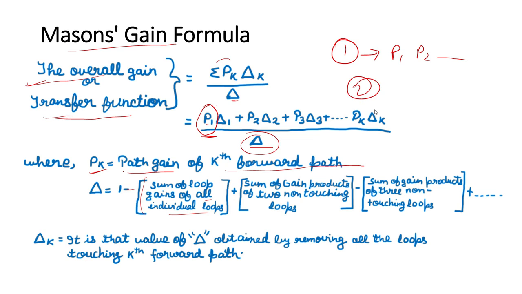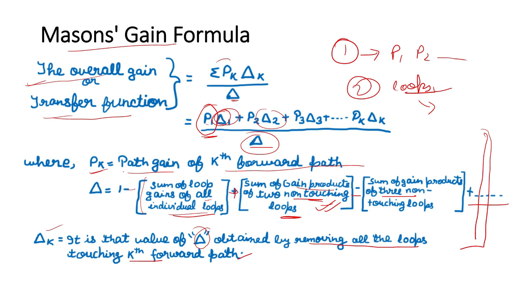So the first step was to find all the forward paths and find the values of P1, P2 and so on. Now in the second step we will see all the loops. So delta is 1 minus the sum of the gains of all individual loops, plus the sum of gain products of two non-touching loops. After finding the loops, you will see the pairs of non-touching loops and you will write the product here. Then minus the sum of gain products of three non-touching loops, and similarly it will continue. And what are delta 1, delta 2, delta 3? Delta k is the value of delta obtained by removing all the loops touching the kth forward path.